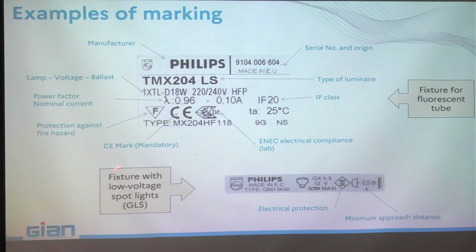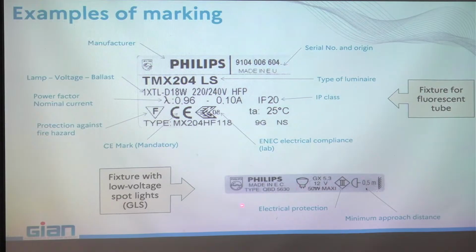Then other information, you see the CE marking. This is mandatory. You see that this one is certified by ENEC and the laboratory number 8. I know who is the certifier. And here you have a sign concerning the protection against fire hazard. I will explain that later because it is important. And then you have some other information that is more necessary for the ballast manufacturer, or the lamp manufacturer, than for the end user.